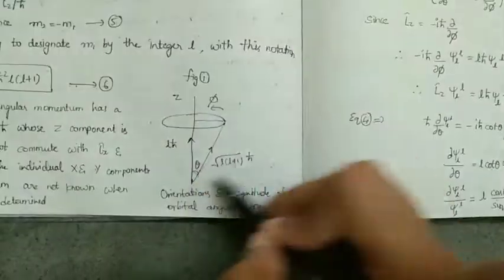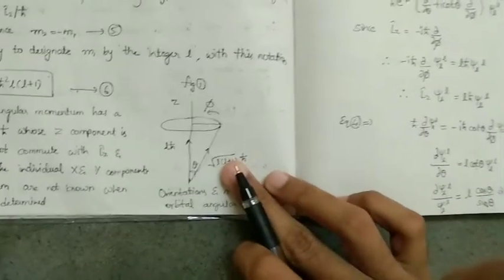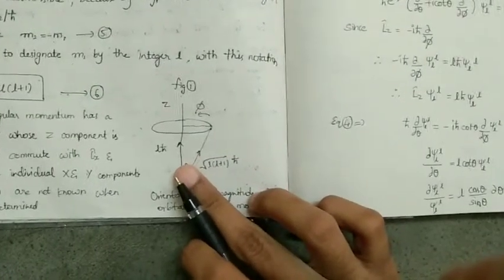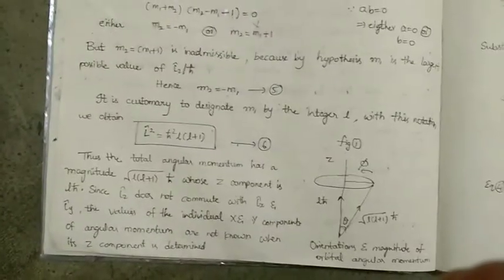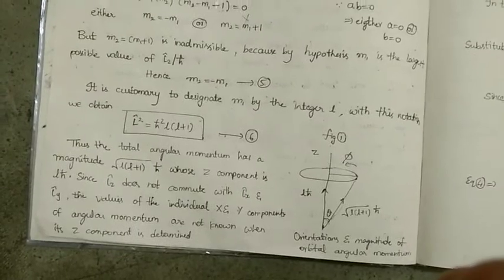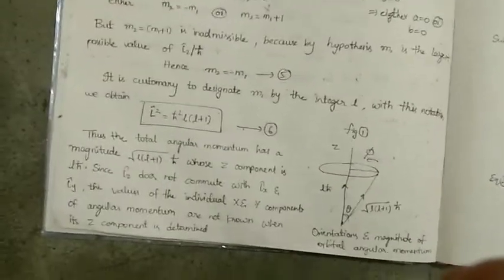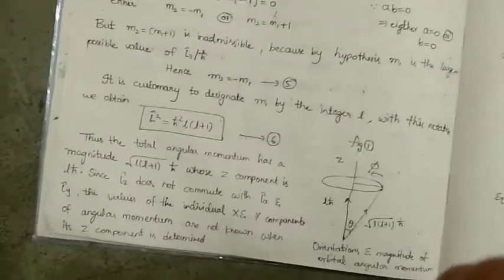So this is the diagrammatic representation of the angular momentum vector and its z component. Finally, the eigenvalue of L square is L into L plus 1 h cut square. Overall, if we take L, root over L into L plus 1 h cut is the eigenvalue of L.